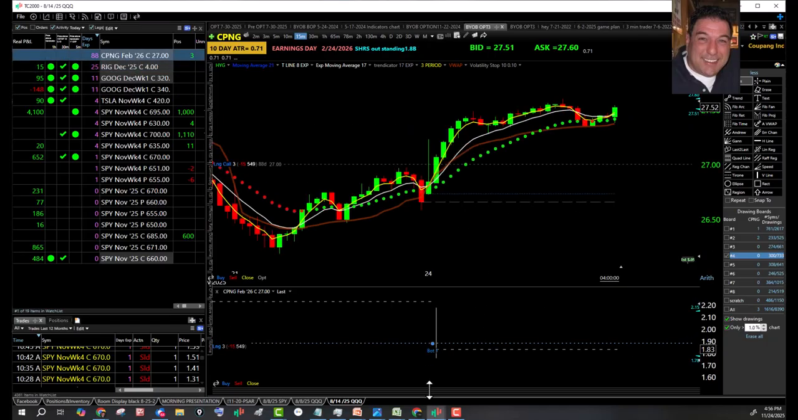CPNG, I got that. I'm still holding those. I like the fact that it goes up and over to the right to consolidate right there.